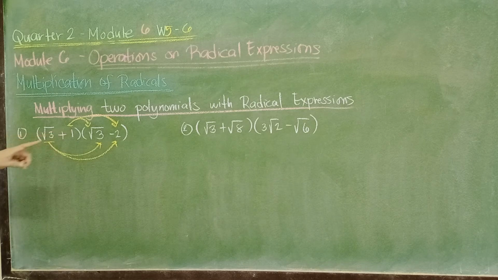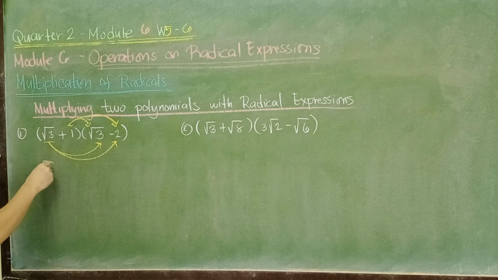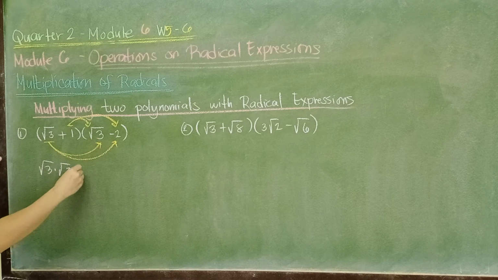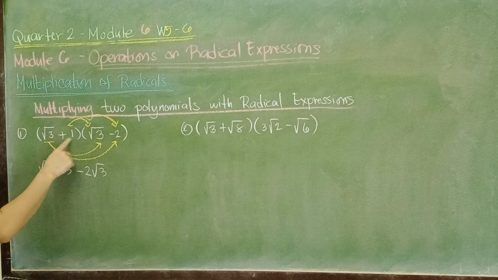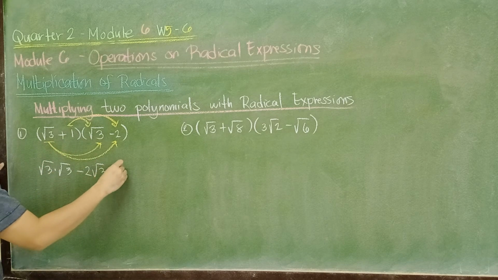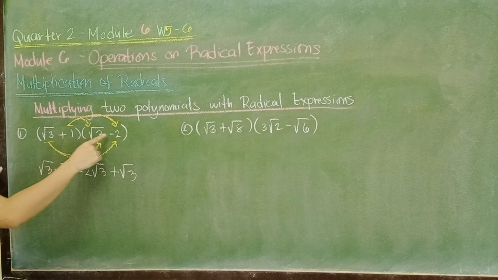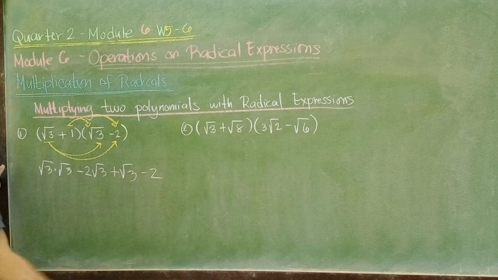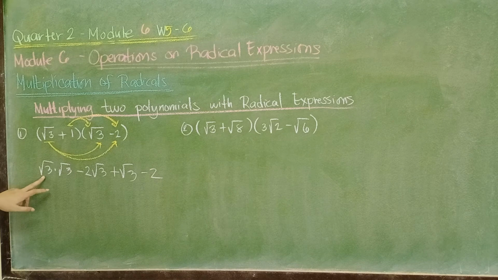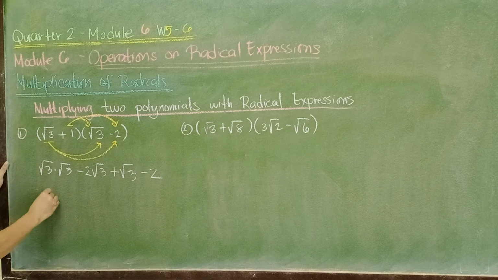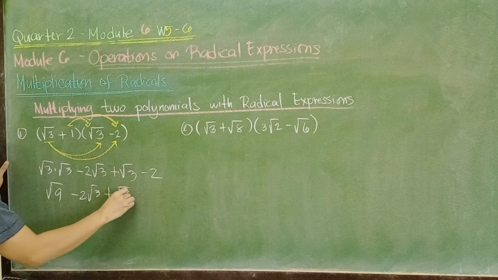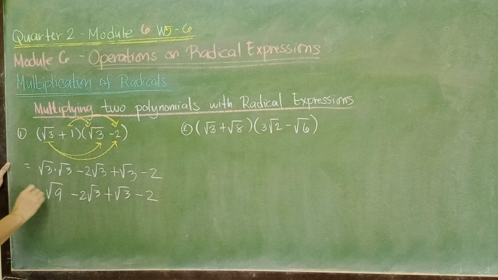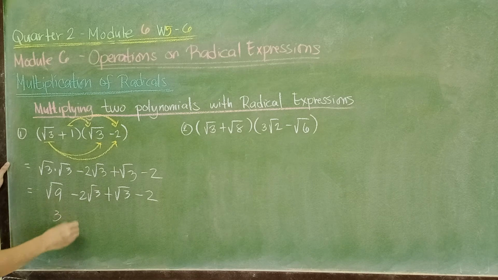So square root of 3 times square root of 3, you have square root of 3 times square root of 3. Square root of 3 times negative 2, that's negative 2 square root of 3. 1 times square root of 3 is positive square root of 3. 1 times negative 2, that is negative 2. So square root of 3 times square root of 3, that is square root of 9 minus 2 square root of 3 plus square root of 3 minus 2. Then square root of 9 is equal to 3.